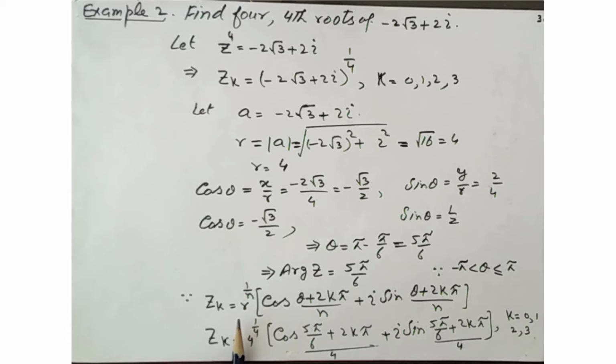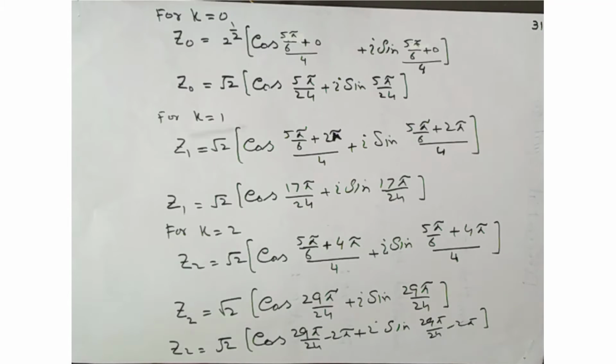The value of r is 4. Here put r is equal to 4. We want to find 4 roots, so n is equal to 4. Here we put 4. And theta equal to 5 pi by 6. So here we put theta equal to 5 pi by 6 plus 2k pi and n is equal to 4. Plus i sin theta, that is, 5 pi by 6 plus 2k pi divided by 4. By putting k equal to 0, 1, 2, 3, we will find the 4 roots.